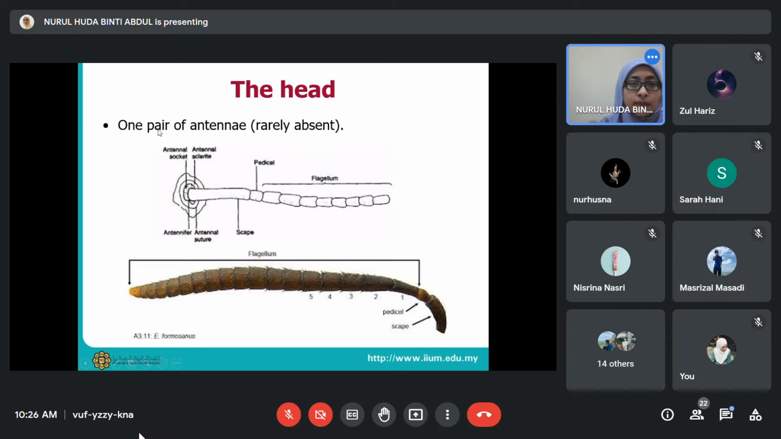Okay, so one pair of antenna which is rarely absent. Okay, this is what we call the segments of the antenna. They have a socket, a scape, pedicel, and flagellum. Okay, this is the standard characteristic. But the scape can be different in morphology. The flagellum also can be different in morphology, but you have to understand that they have a socket, a scape, pedicel, and flagellum. Okay, so this is the example.